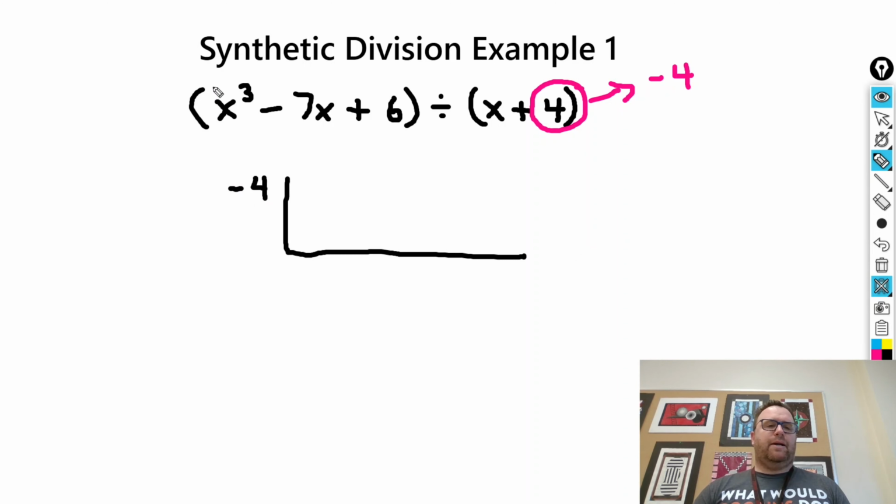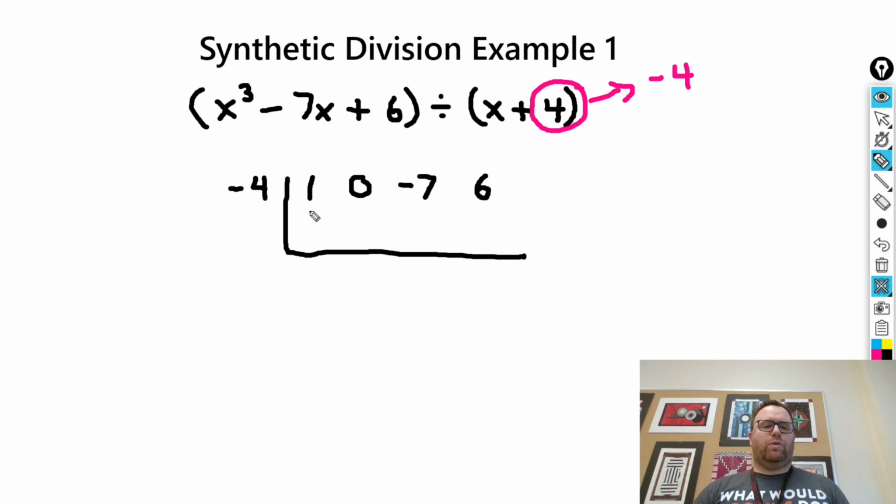And then here, I'm going to take the coefficients and the constant. So I have 1x cubed. And then I have to go down to x squared, but I don't have an x squared. So instead, I'm going to write a 0 here. Then I'm going to go down to x, do negative 7. And then I have my constant 6.